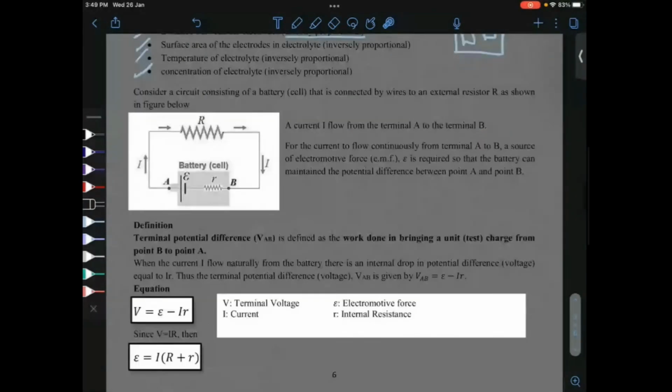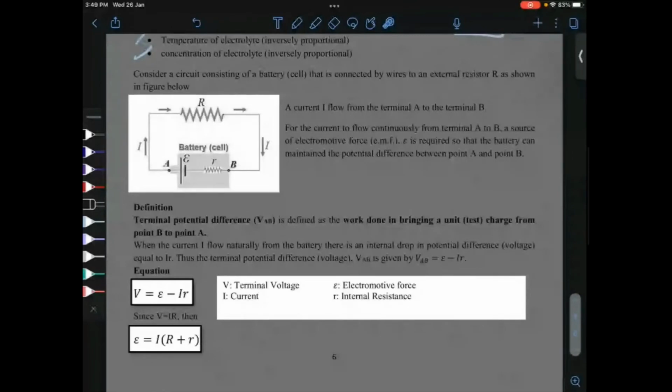Okay, now kita nak tengok apa itu potential across A and B. Itu potential from here to here. Okay, potential across terminal A to terminal B. Okay, this is known as terminal potential. Okay, sebab dia adalah potential pada bahagian terminal kita. Terminal dekat sini adalah, this is the terminal that we are talking about lah. Is defined as the work done in bringing a unit test charge from point B to point A. Okay, kenapa from point B to point A adalah, it is the work done to bring a unit test charge.